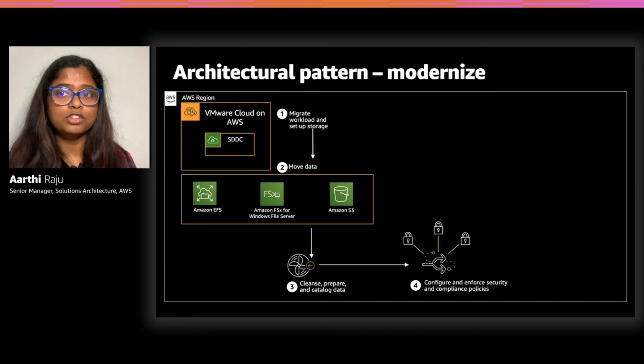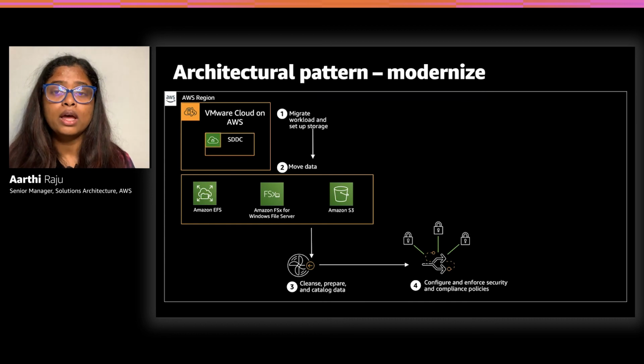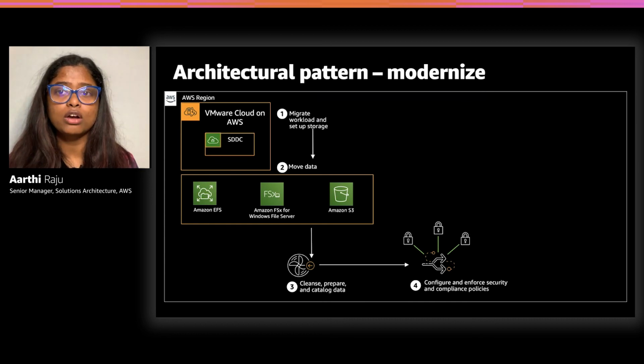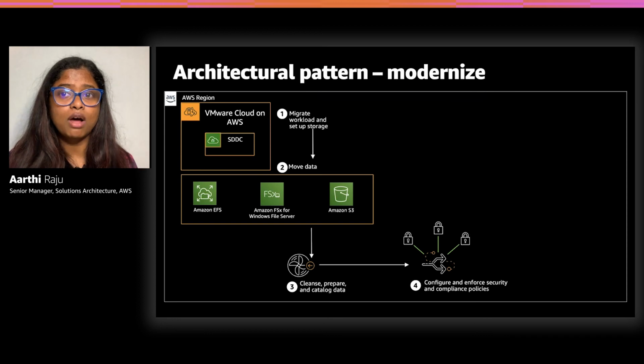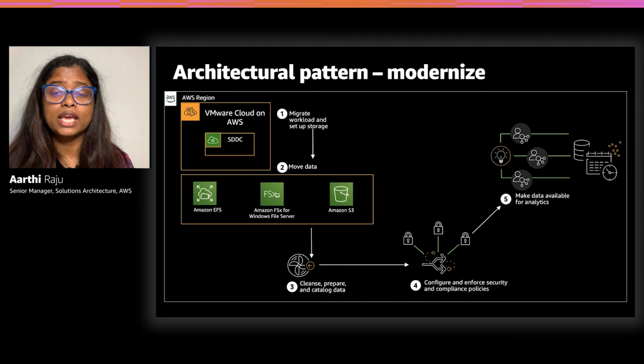Now, step 4 of the journey entails configuring security policies of who has access to my data, who can actually access this centralized catalog of data. So services like AWS Glue allow you to do this exactly, with support for features like data encryption in transit and at rest. So with that policy set, you can also take care of compliance requirements.